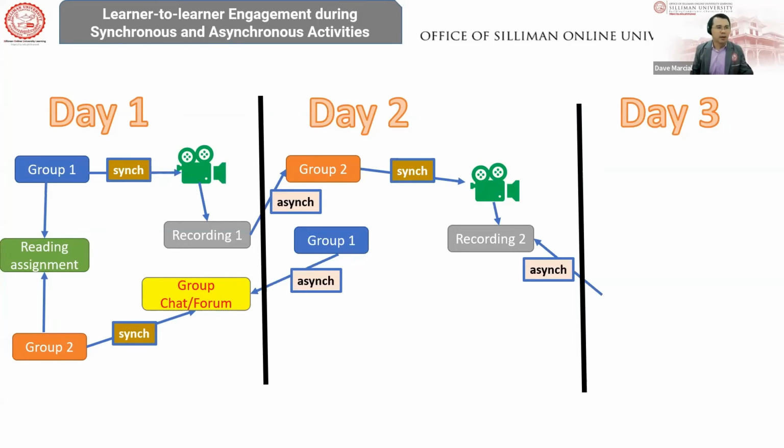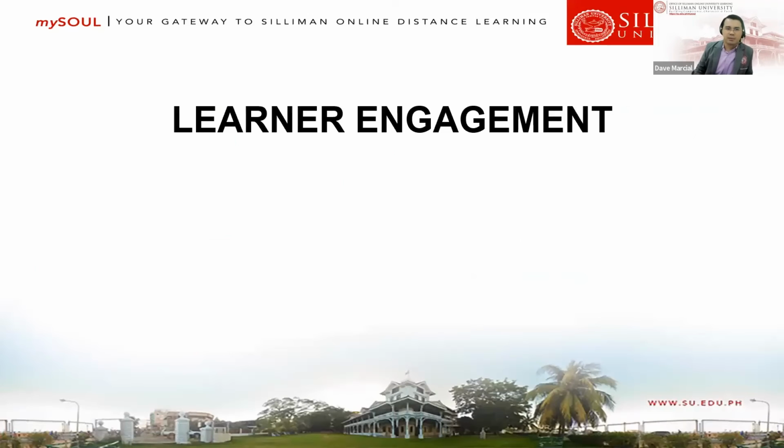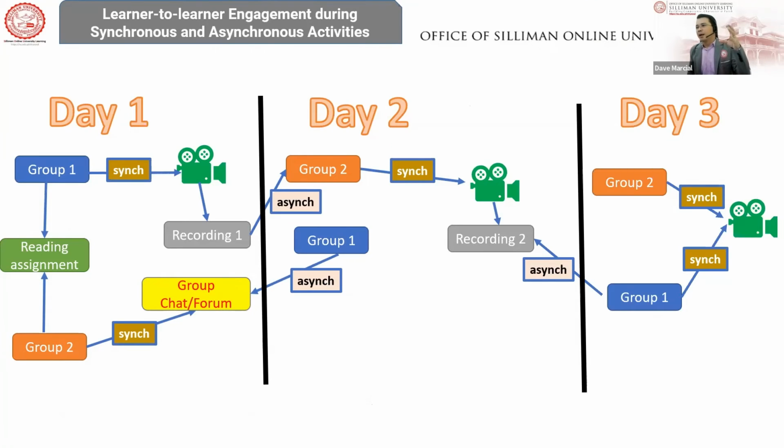Group 1 has a reading assignment, we go synchronous. And then group 2, synchronous reading assignment, and so on and so forth. This is just so they understand the flow in terms of rotational, because I apply the rotational live session since 32 students is too many, and my intention is for them to interact with each other. So I did rotational.